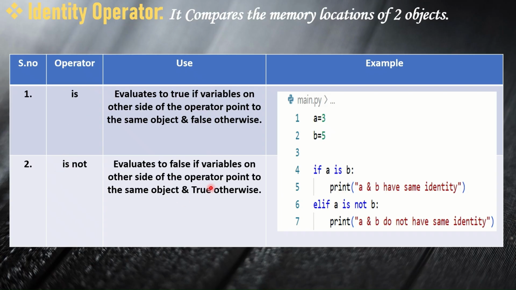Similarly, is not is the opposite of is. If the identity of those two variables on either side of the operator points to the same object, it evaluates to false, otherwise it evaluates to true. So if A is B, if the identity or ID of A is equal to the ID of B, then it prints A and B have same identity. Or else if the ID of A is not the same as B, then it prints A and B do not have same identity. If the condition is true, it prints this message, or else it prints the other message. This is mainly used to compare the IDs of two objects in Python.